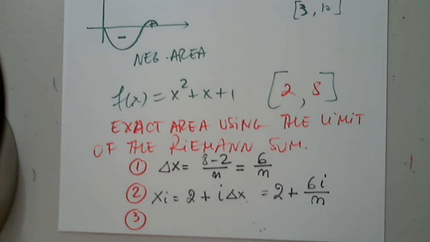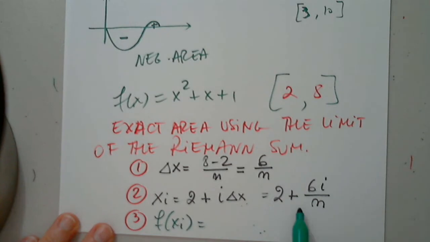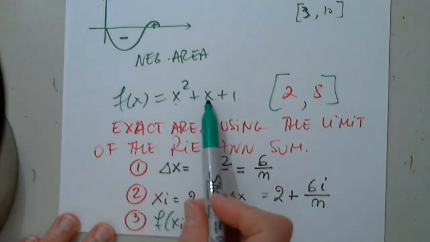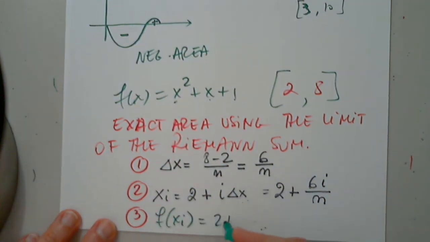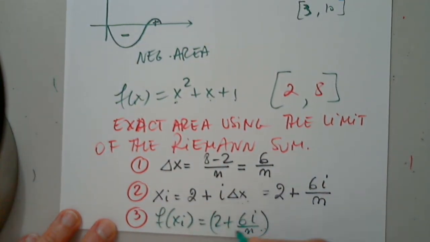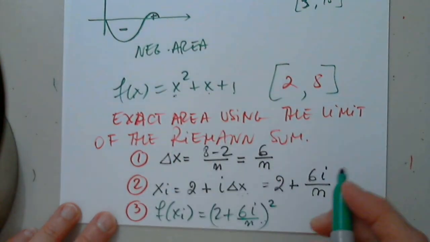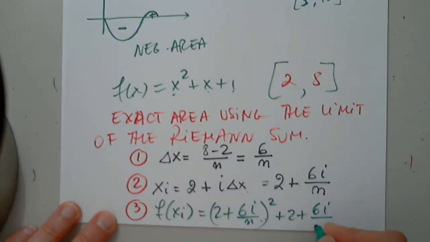What is the last prep before I put everything together? Find f of xi. Very good. f of xi. So this is my xi, and this is my function. So I have in here 2 plus 6i over n squared plus 2 plus 6i over n plus 1.